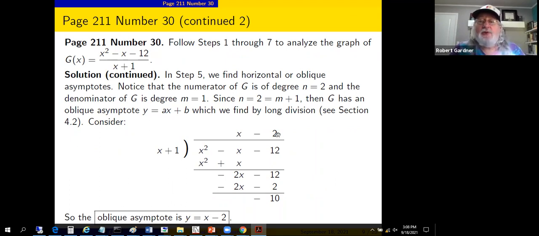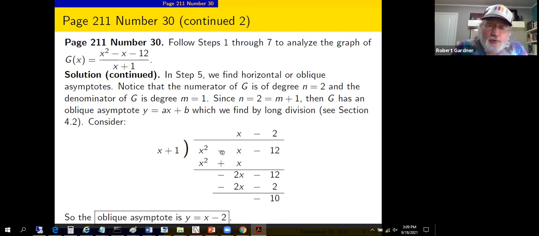In this case, the numerator is degree 2. Because of the 2 right there, the denominator is degree 1. In the event that the numerator is degree 1 larger than the degree of the denominator, we get an oblique asymptote. Y equals ax plus b. To find the a and the b in that oblique asymptote, we simply do long division. So we take the numerator, x squared minus x minus 12, and divide it by x plus 1.